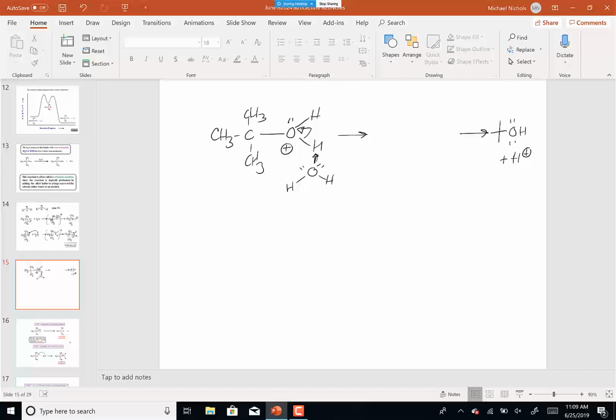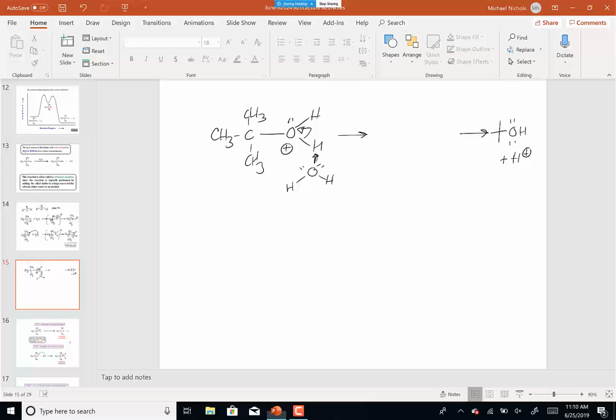The water is not aggressively ripping that hydrogen off. The water's just catching it as it falls off. And I have to say that because if something comes in and aggressively removes a hydrogen, it's normally a base, and it's normally a very strong base. Water is neither of those. So it's just going to kind of catch the H+ as it falls off.